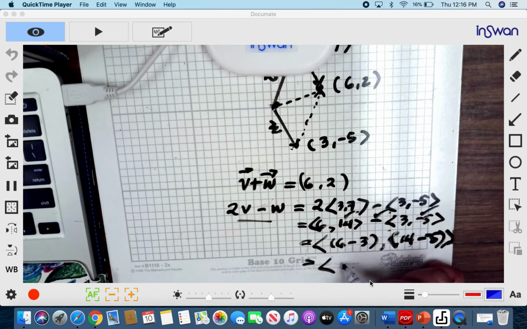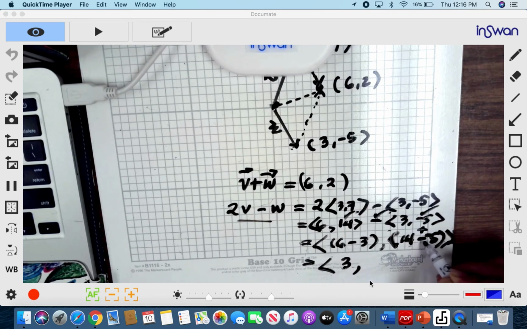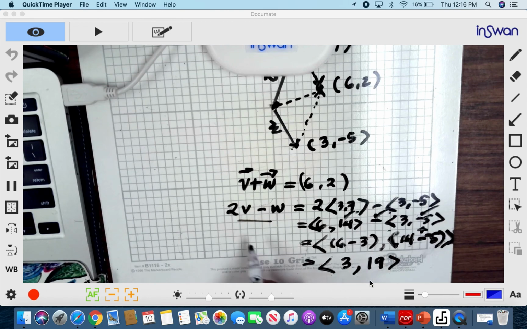Now we can do the subtraction. That would be 6 minus 3 is 3. And then 14 minus negative 5 is the same as 14 plus 5, because negative times negative is positive. So that will be 19. So this is now the result of this operation.